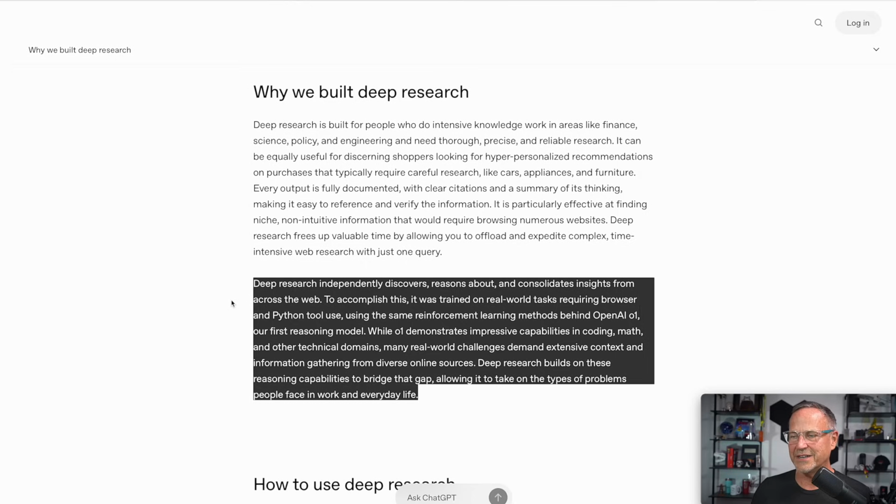Deep Research builds on these reasoning capabilities to bridge that gap, allowing it to take on the types of problems people face in work and everyday life. So in other words, it's an actual agent. It's actually something that you can say, go do this task for me, and it can be a multi-step task, and you want a report at the end. You don't care particularly about the details. You just want it to go out and do this stuff. That is agentic behavior. You're not having to give it instructions every step of the way and hold its hand. You're like, go do this for me, and it goes and does it for you.